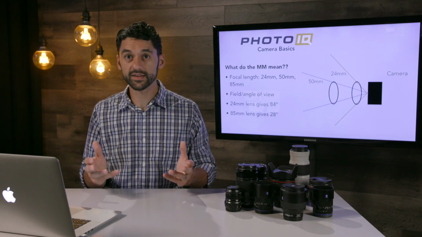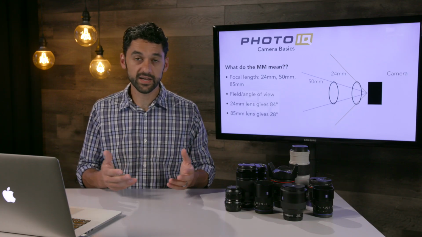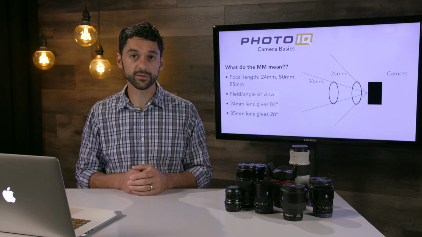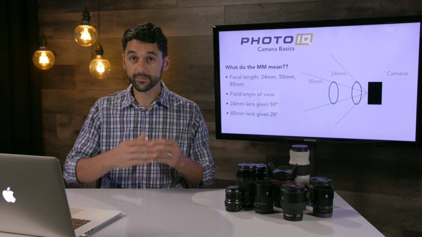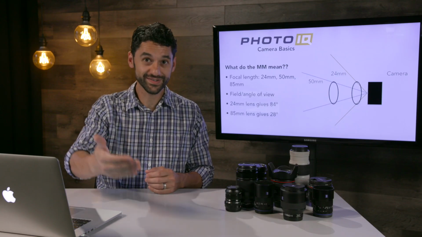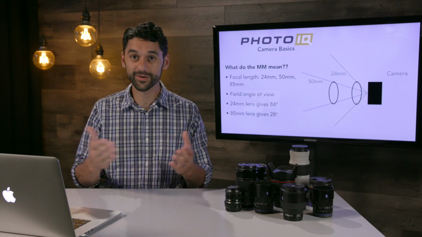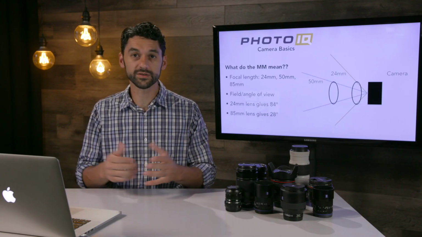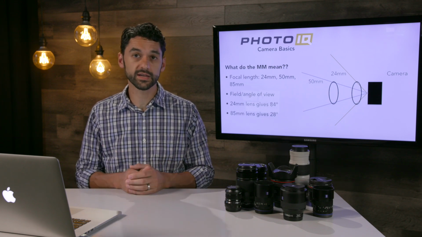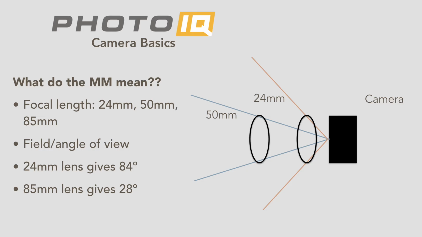And that is because there could be slight variations in the design of the lens or the size of the lens housing. One lens that protrudes further than another is actually going to be closer to the subject, and therefore it's going to have a smaller field of view. So a 24 millimeter lens approximately gives you an 84 degree angle of view, whereas an 85 millimeter lens is going to give you approximately a 28 degree angle of view.